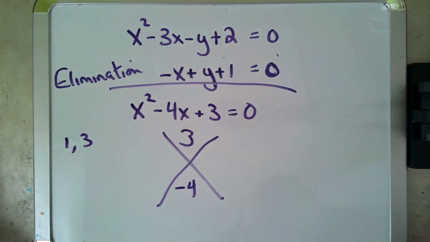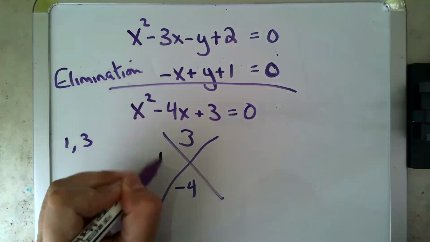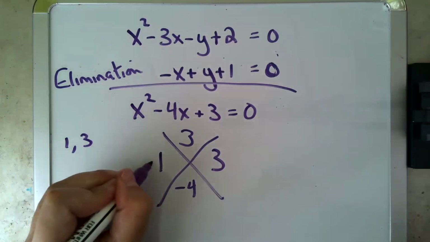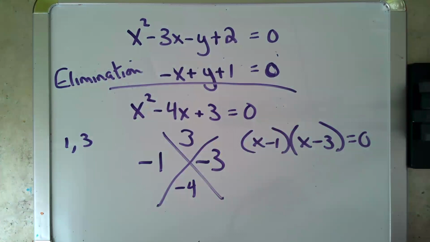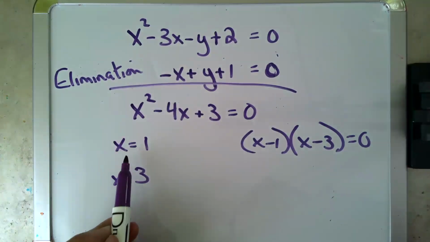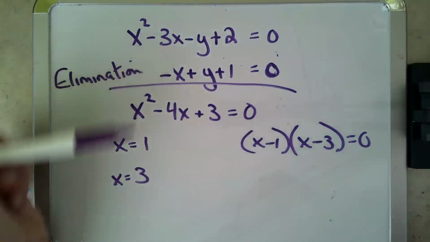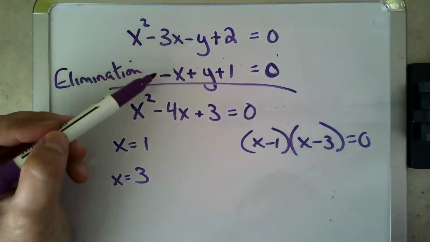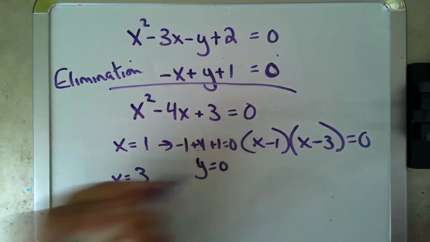Okay, a times c goes on top, b goes on the bottom. My factor list is easy. What multiplies to 3 adds to -4. Well, I can see that to add to a -4, both of those need to be negative. Those are my two factors, which means x minus 1 is 0 or x minus 3 is 0, which means x equals 1 or x equals 3. And now to find my ordered pairs, I'm going to go to the easier equation. I'll throw 1 in first. So -1 plus y plus 1 equals 0, y equals 0.